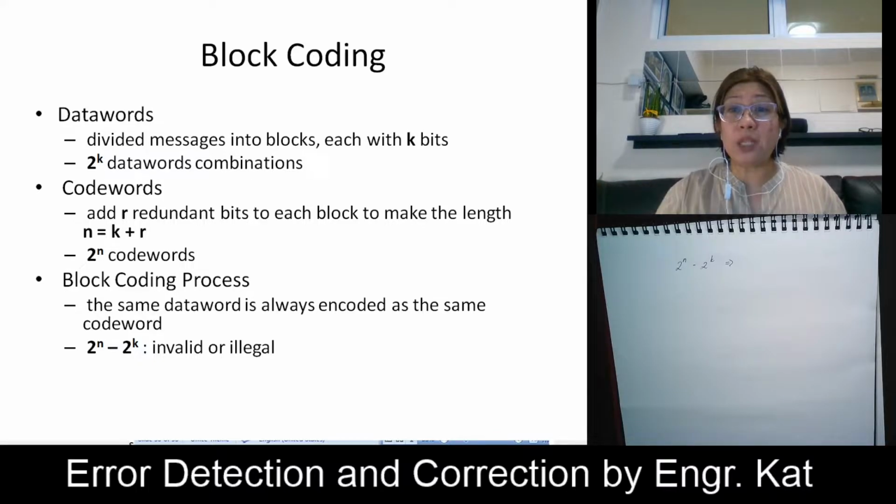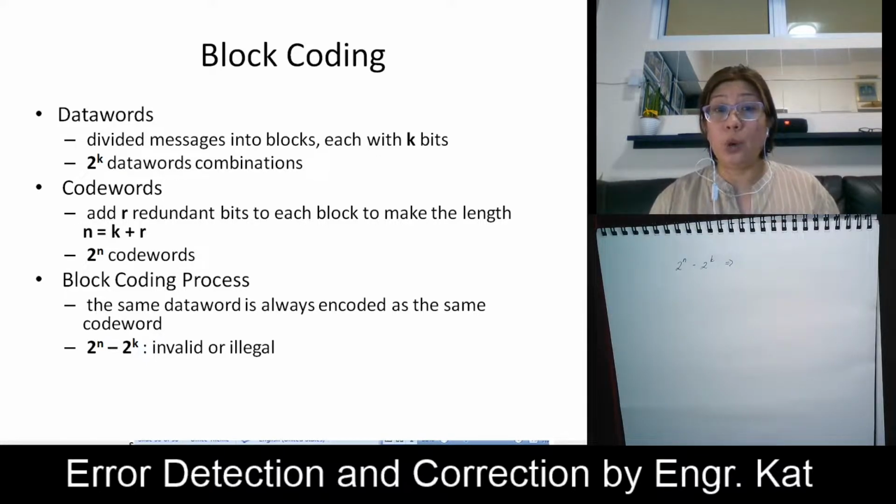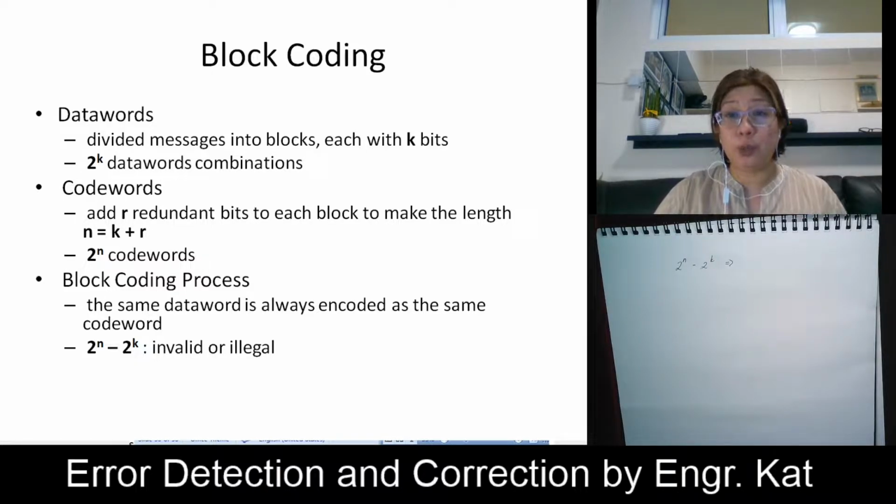The block coding process, which I mentioned a while ago, is a one-to-one process. That means the same data word is always encoded as the same code word. So the difference, 2 raised to n minus 2 raised to k, is invalid or illegal, or they are not used. So there are no data words that were used in those specific values.